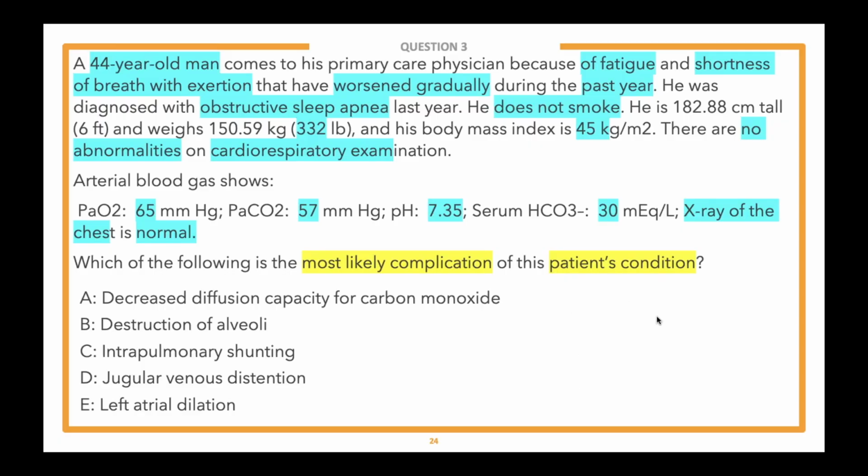Answer choice E, left atrial dilation. D, jugular venous distension. C, intrapulmonary shunting. B, destruction of alveoli. And A, decreased diffusion capacity for carbon monoxide.